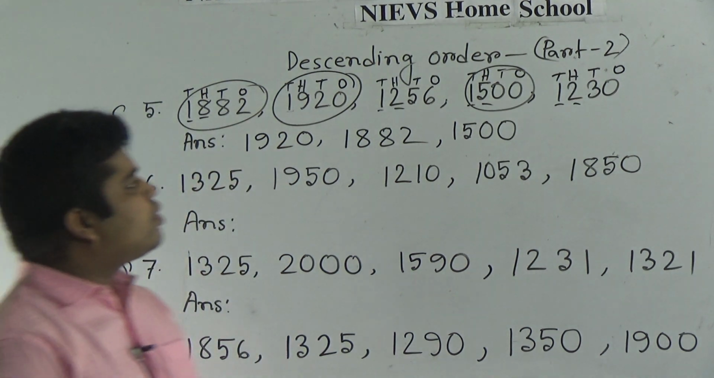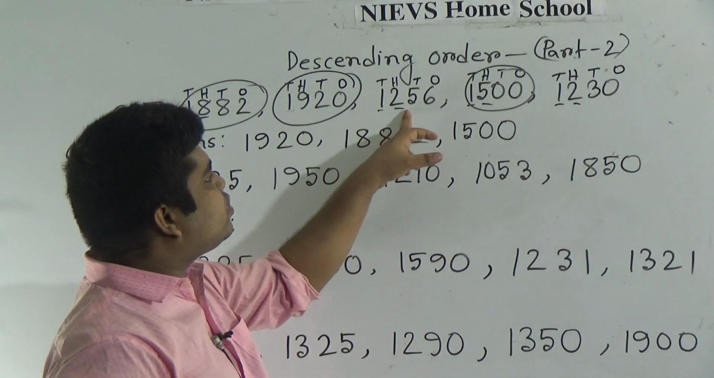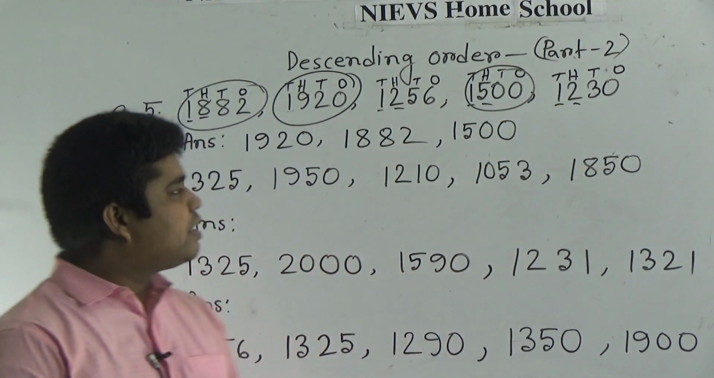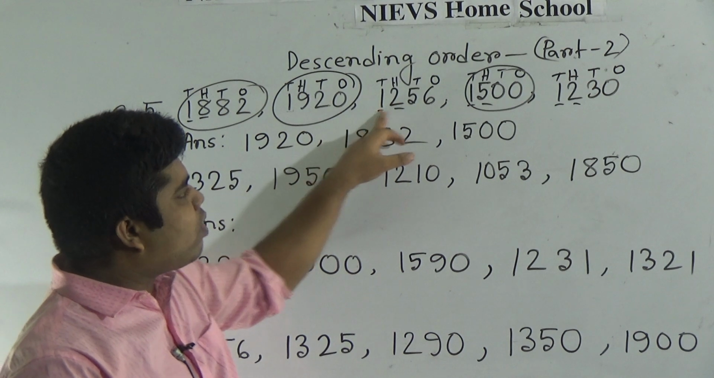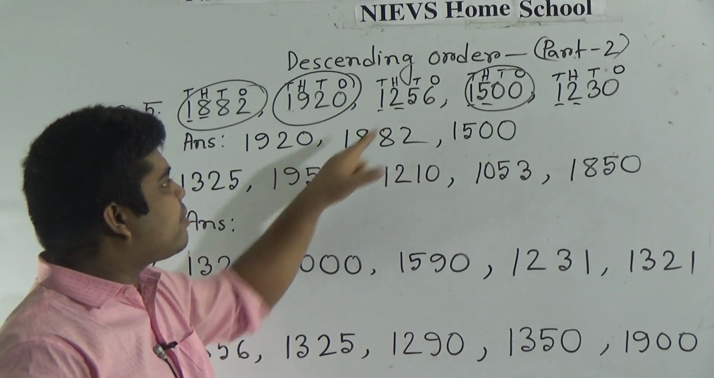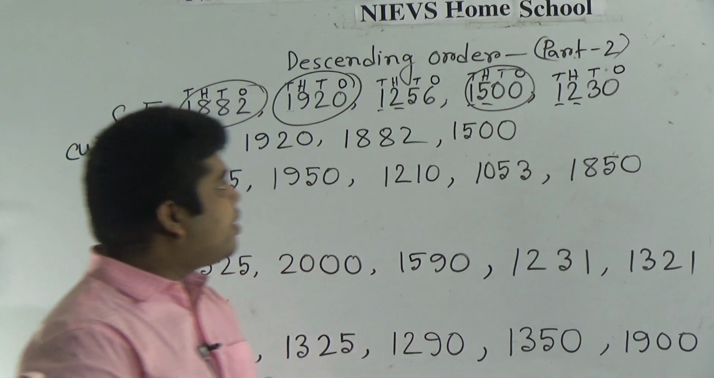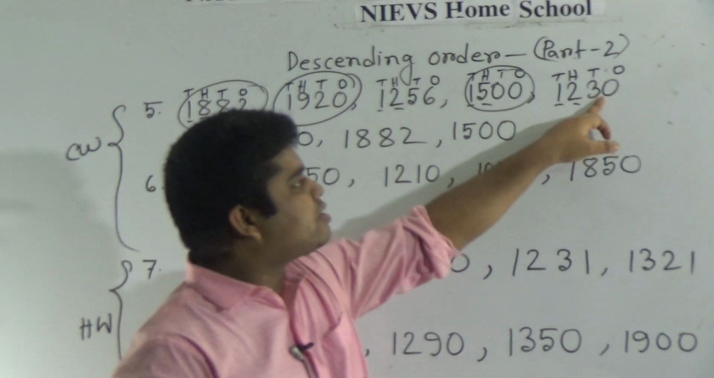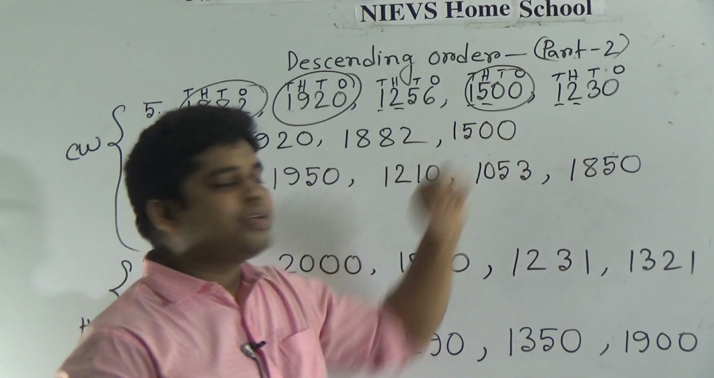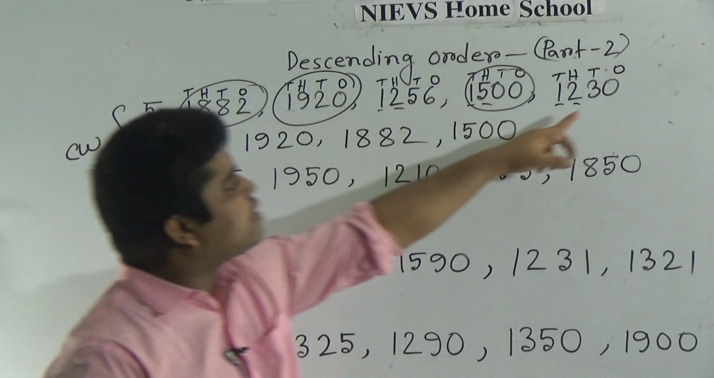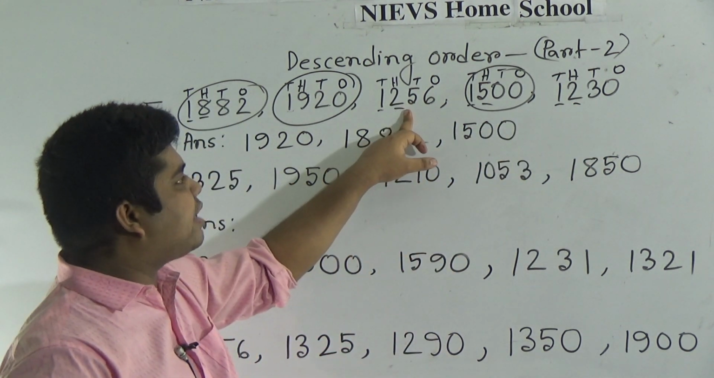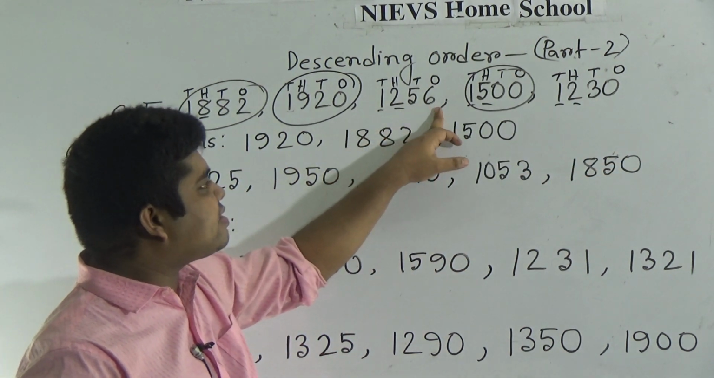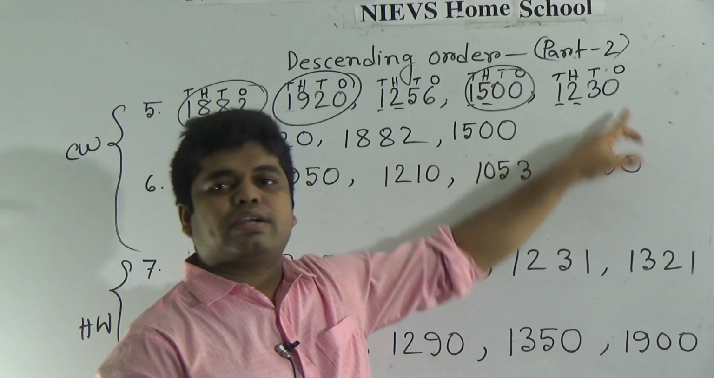Next 2 numbers are left, 1256 and 1230. My dear students, notice here the thousands place is the same, 1, 1, and the hundreds place is the same, 2, 2. So now we notice the tens place number. Here is 5, here is 3. From 5 and 3, which is greater? 5 is greater than 3. So we can say this number is greater than this one. That means 1256 is greater than 1230.